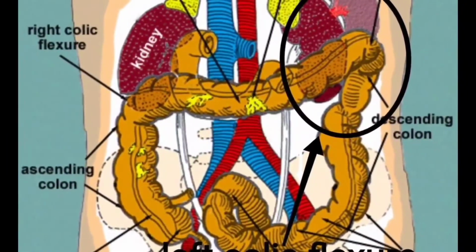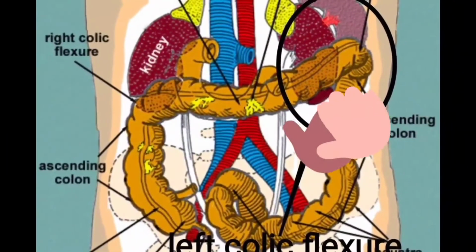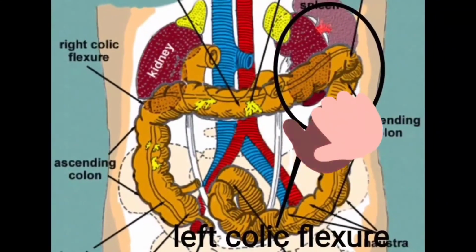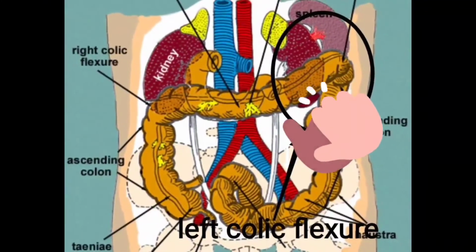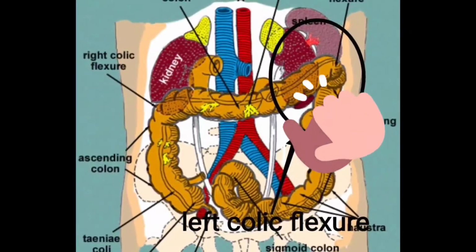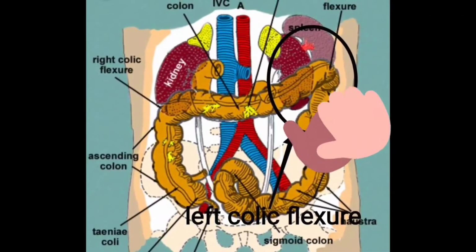In this figure you can see the left colic flexure, and you can also see how the left colic flexure is related to other organs and structures. So this is the left colic flexure.